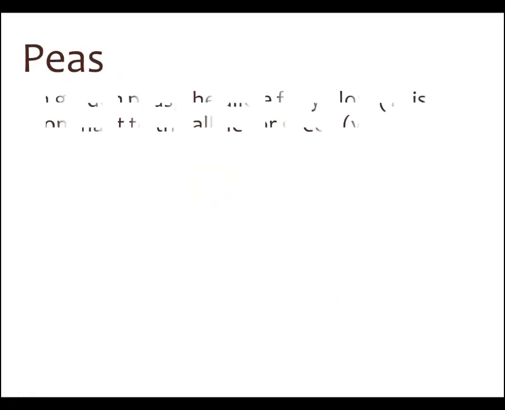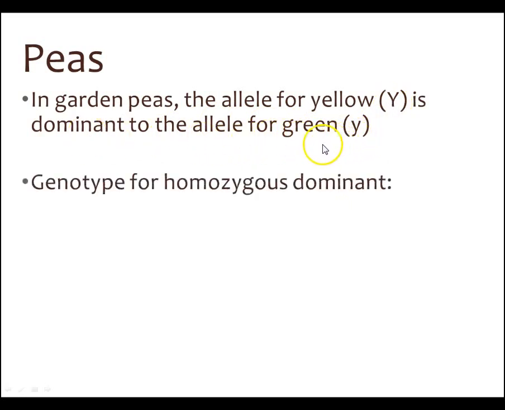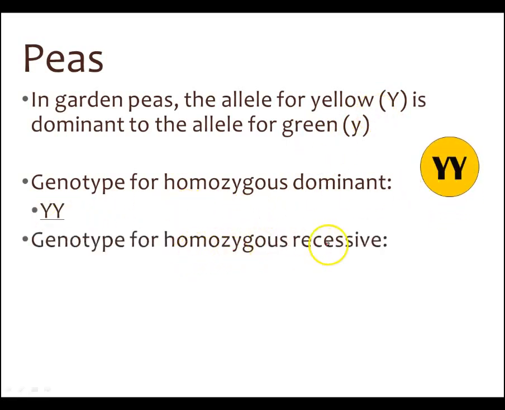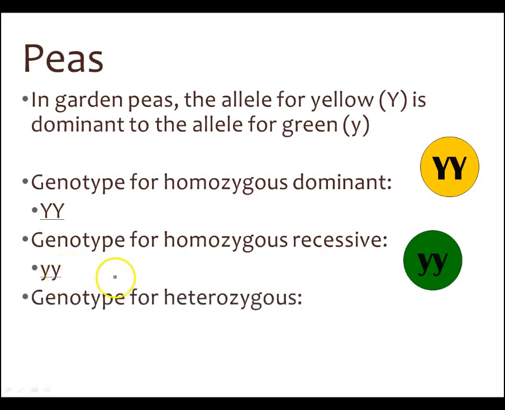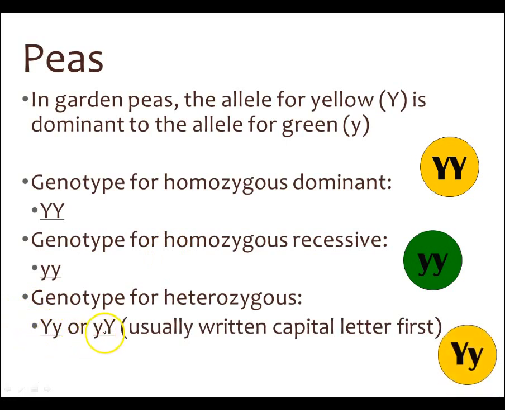All right, let's look at some examples here. Peas. In garden peas, the allele for yellow, big Y, is dominant to the allele for green, little y. So the genotype for homozygous dominant, homo meaning the same, dominant would be capital letter. In this case, it would be big Y, big Y. Whereas the genotype for homozygous recessive has to be the same, but in this case it would be recessive, so that would be little y, little y. The genotype for heterozygous, remember that's one big, one little, would be big Y, little y, or little y, big Y, but we usually write it with the capital letter coming first.